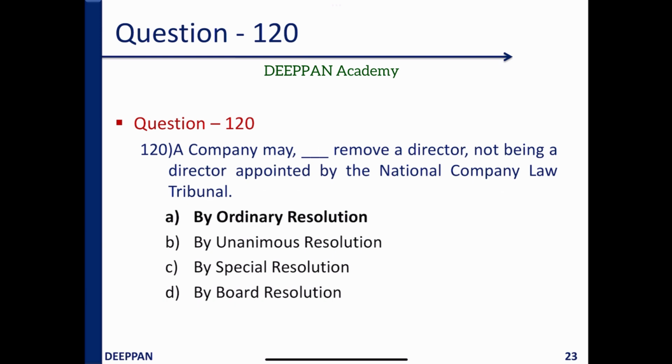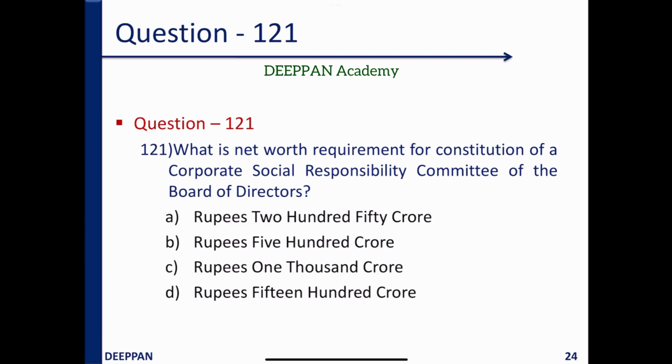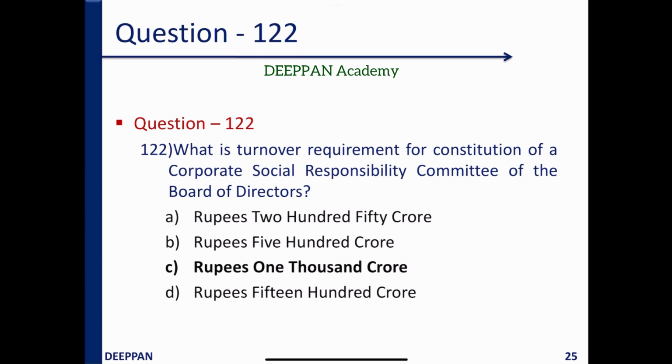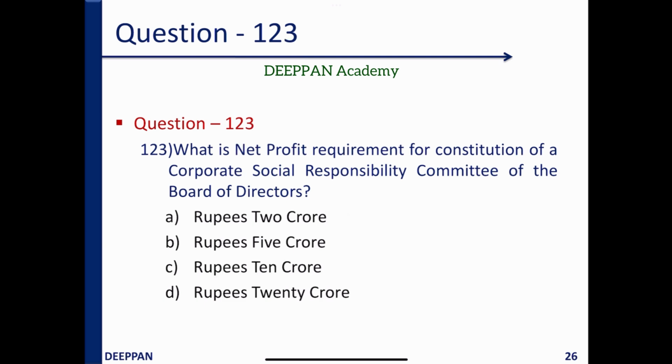A company may dash remove a director not being a director appointed by the National Company Law Tribunal by ordinary resolution. What is net worth requirement for constitution of a corporate social responsibility committee of the board of directors? Rupees 500 crore. What is turnover requirement for constitution of a corporate social responsibility committee of the board of directors? Rupees 1000 crore. What is net profit requirement for constitution of a corporate social responsibility committee of the board of directors? Rupees 5 crore.